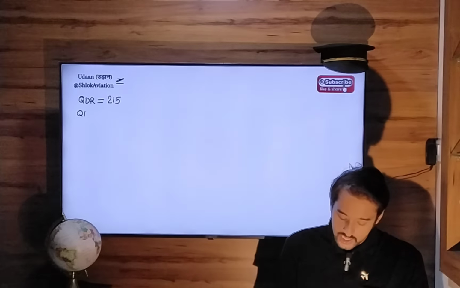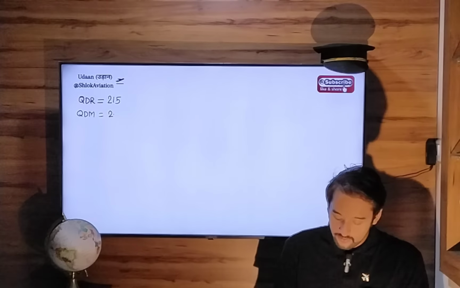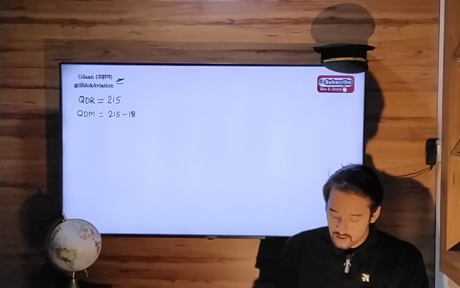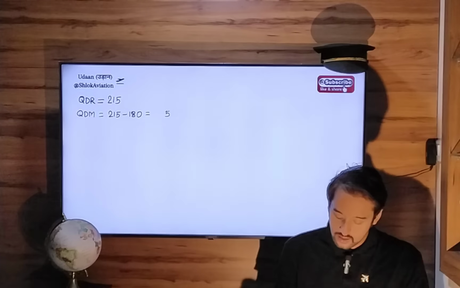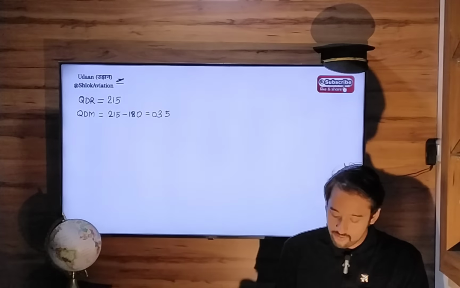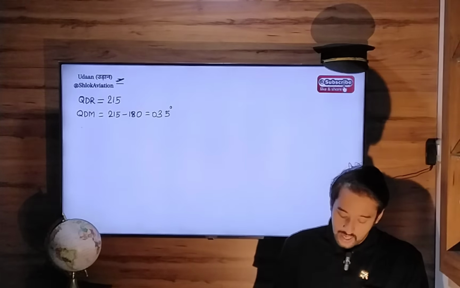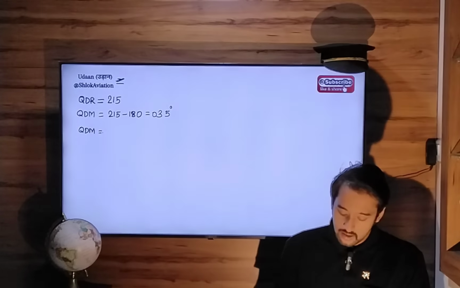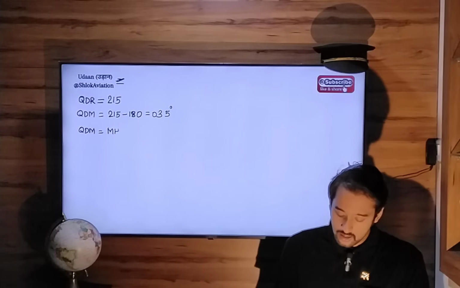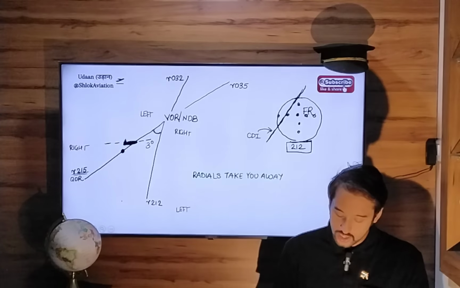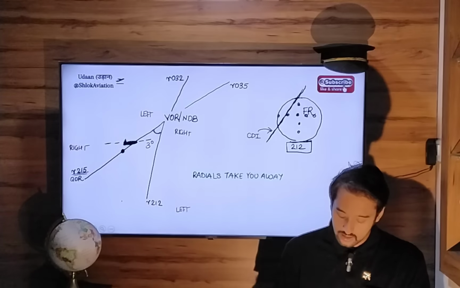QDM will be how much? 215 minus 180, which is 035 degrees. Now the QDM formula is magnetic heading plus relative bearing. So 035, magnetic heading is how much? 041.